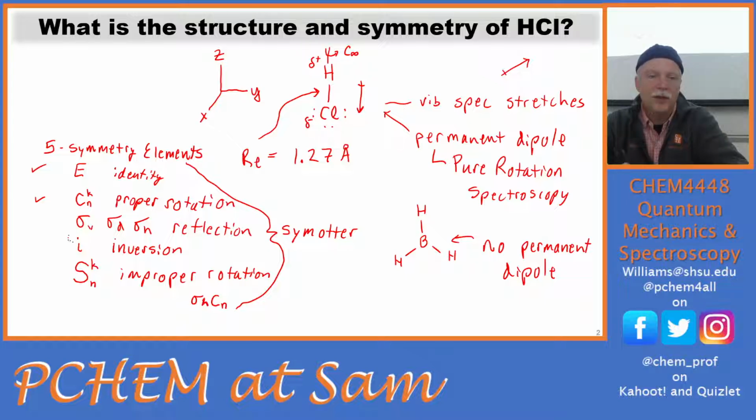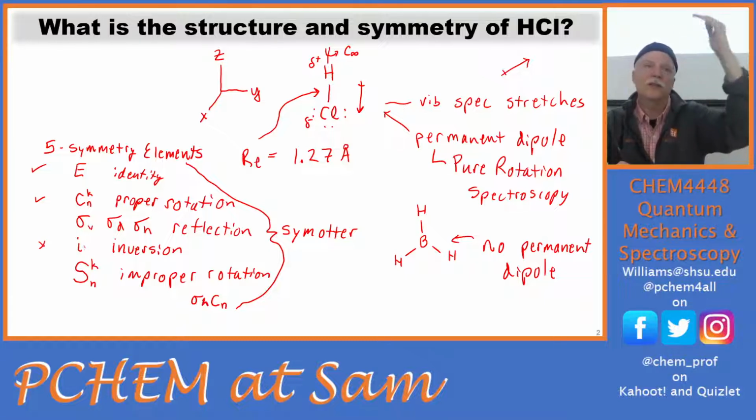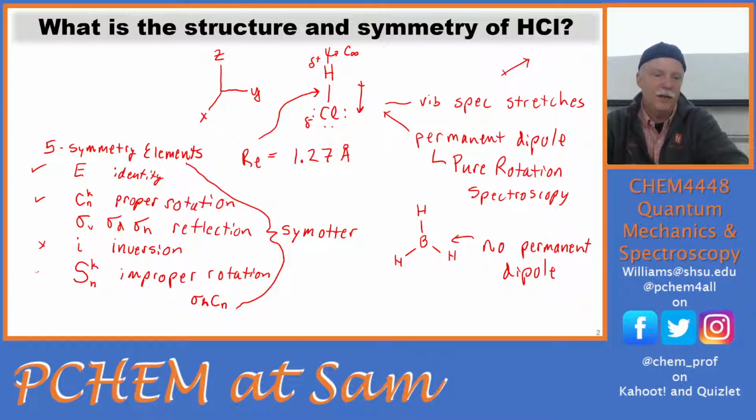So does it have an inversion? It can't have an inversion because the H is on top, the Cl is on bottom. You can't invert those into each other. They're different elements, and so that's not an inversion, so it doesn't have that. The improper rotation, you reflect down, so there's nothing below the center of mass that looks like what's above it, so you can't have an improper rotation.